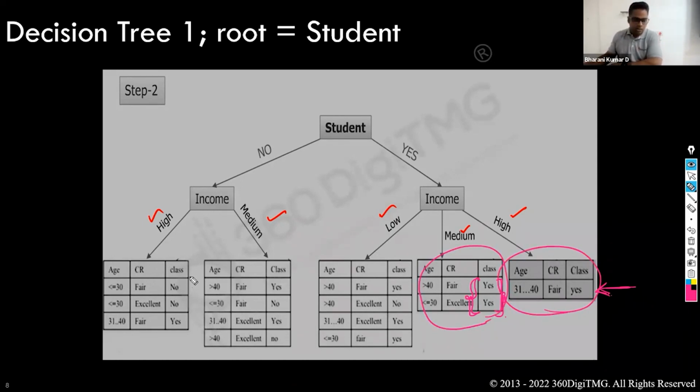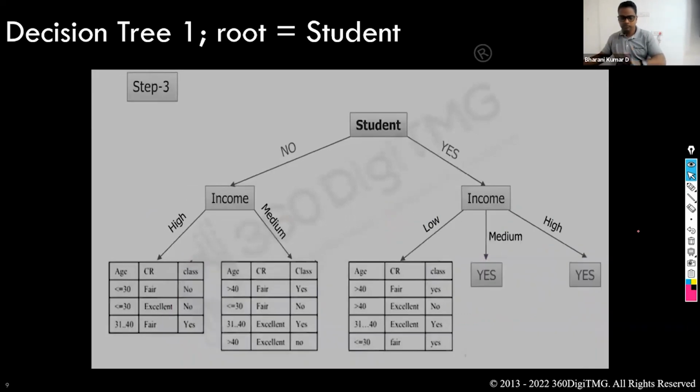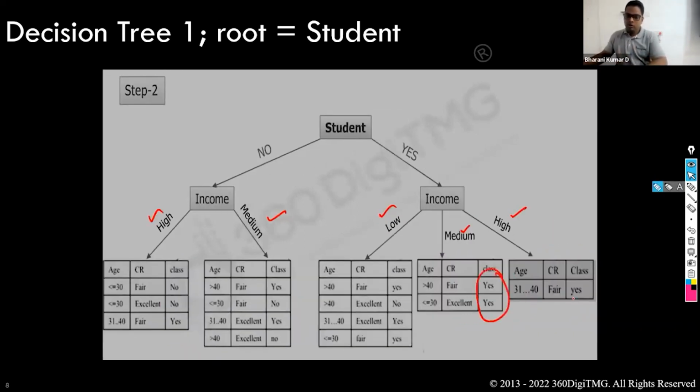But here, do you think the split happens further? Yes, because if you look at the output variable here, you have no and yes. So you have to further split this. Here also you have yes and a no, so you need to further split this. Here also you have yes and a no, so you need to further split this. But these two, we did not split because here you have a single record, here both the records are the same.